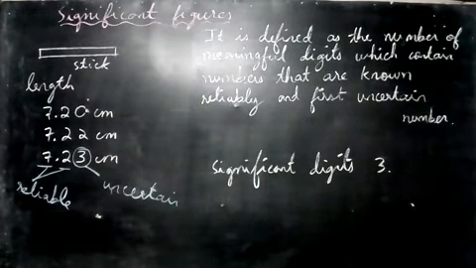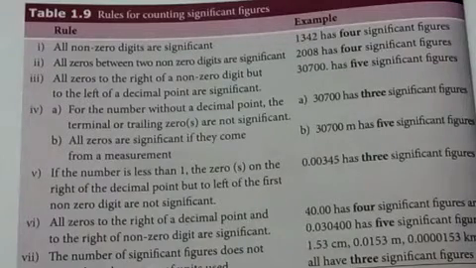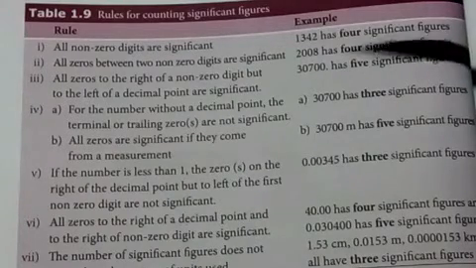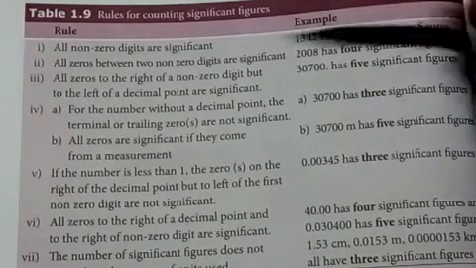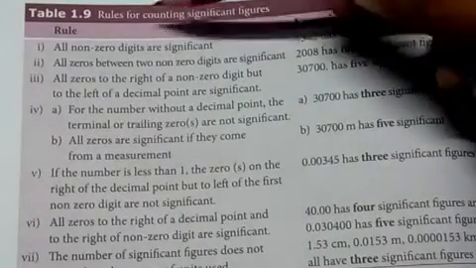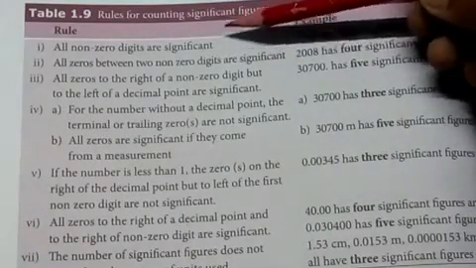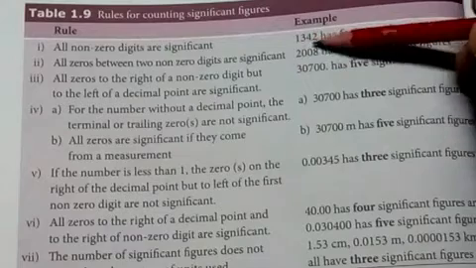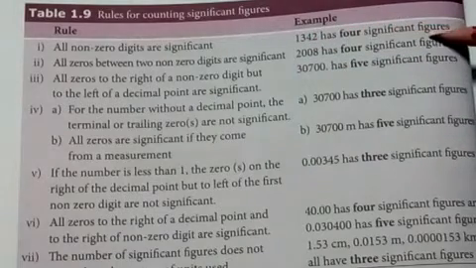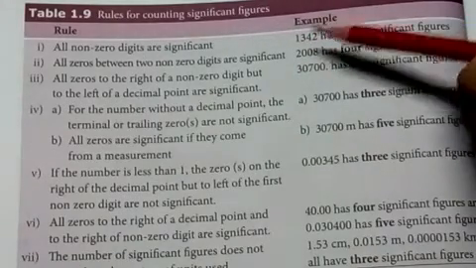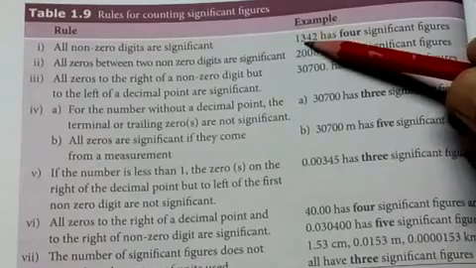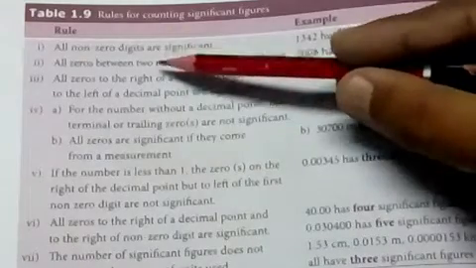Next we'll study the rules to find the significant digits. Let us now study the rules for counting significant digits. The rule and the example are there. All the non-zero digits are significant. That's the first point. So you see 1342 has 4 significant figures. Why? Because we have these 4 numbers, 1342, and they are not 0. So that's the first rule.